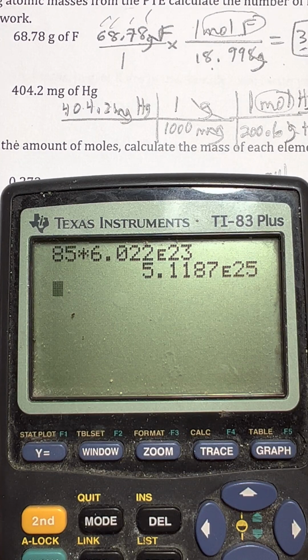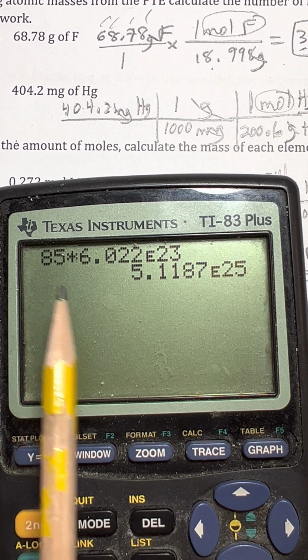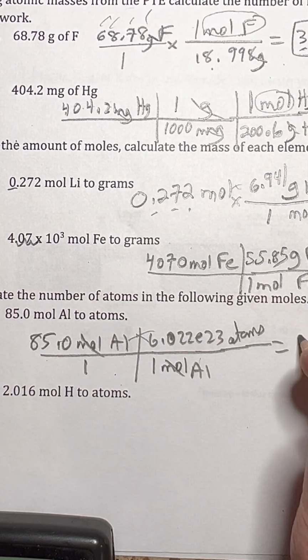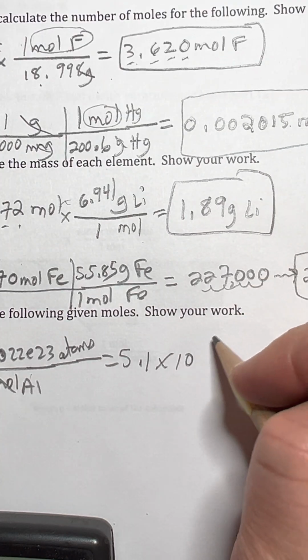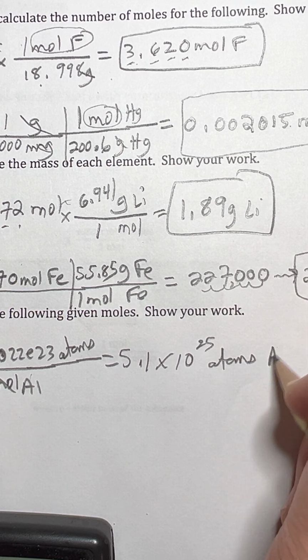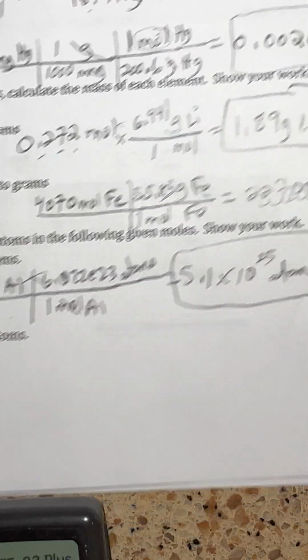Duh. And it looks like I get 5.1187 E25, and we can only have 2 sig figs because we started with 2 sig figs, so it'd be the 5 and the 1, and then the times 10 to the 25th. So 5.1 times 10 to the 25th, and that will be atoms of aluminum. Put a geometric shape around it and go booyah.